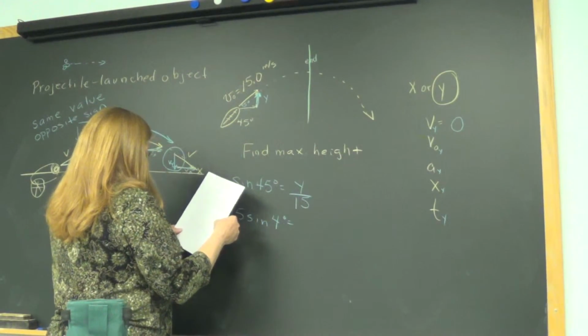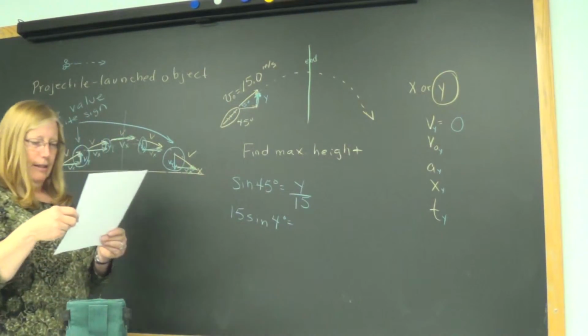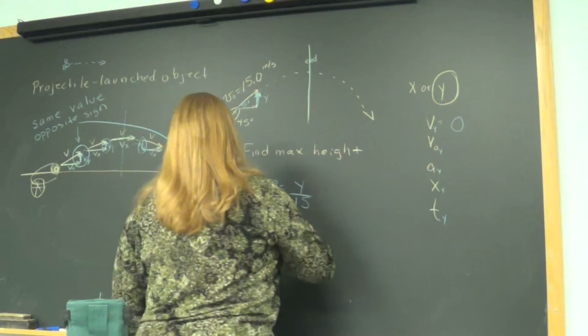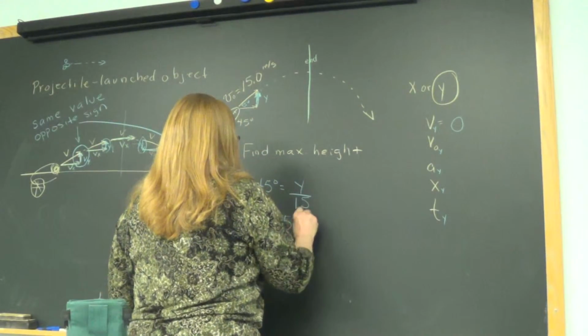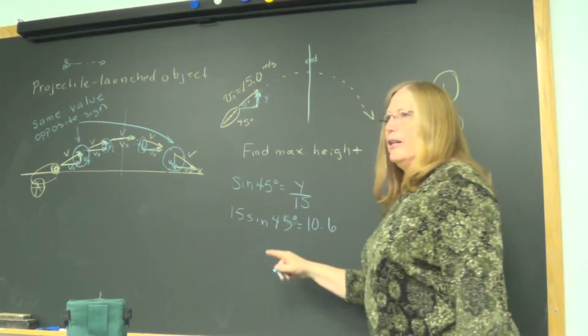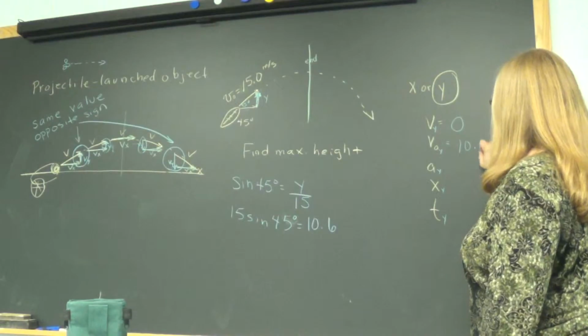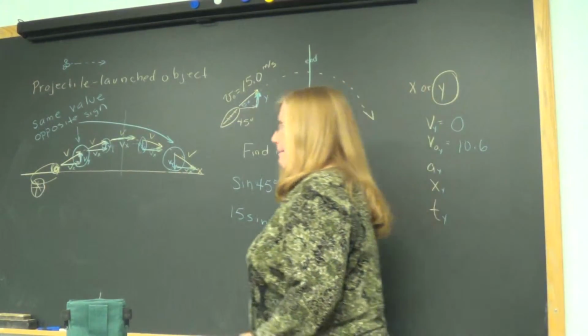I didn't get something. Somebody plug that in. What do you get? 10.6. 10.6, is that confirmed? Yeah. Alright, 10.6. We're still supposed to be in degrees, right? Yes, we are in degrees because the 45 is in degrees. 10.6 is the y component.